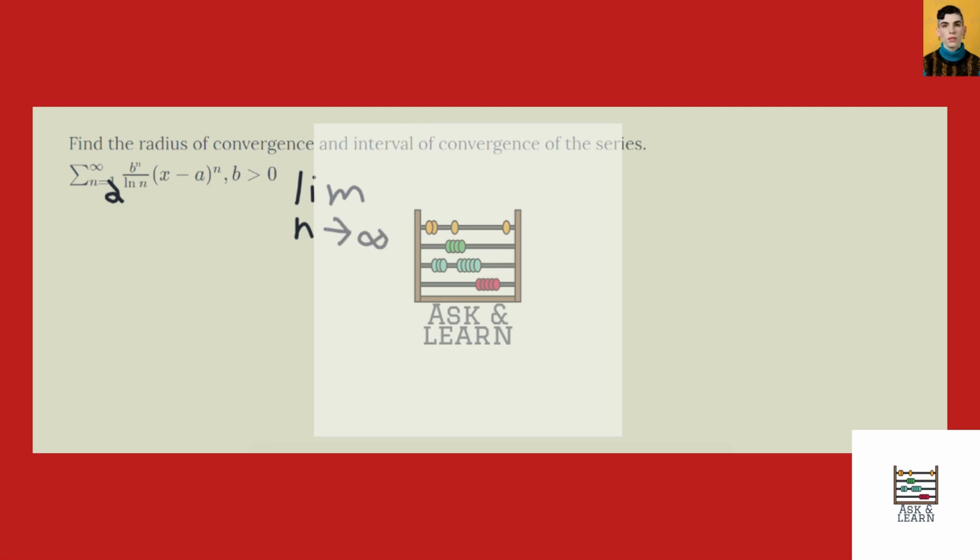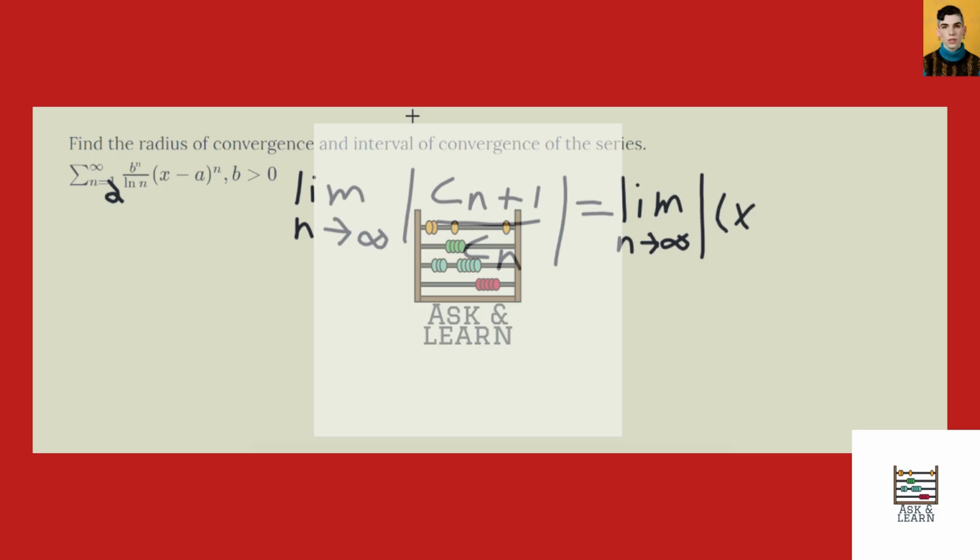So I guess I'll use a different variable like c. So we'll do the limit as n goes to infinity of the absolute value of c_(n+1) over c_n, just because we already have a's happening over here. But by c_n, we mean this whole thing, including the x values. So this is the limit as n goes to infinity of the absolute value of x minus a, and then we'd have times b_(n+1) over b_n, which simplifies to b. And then we have ln of n over ln of n plus 1.